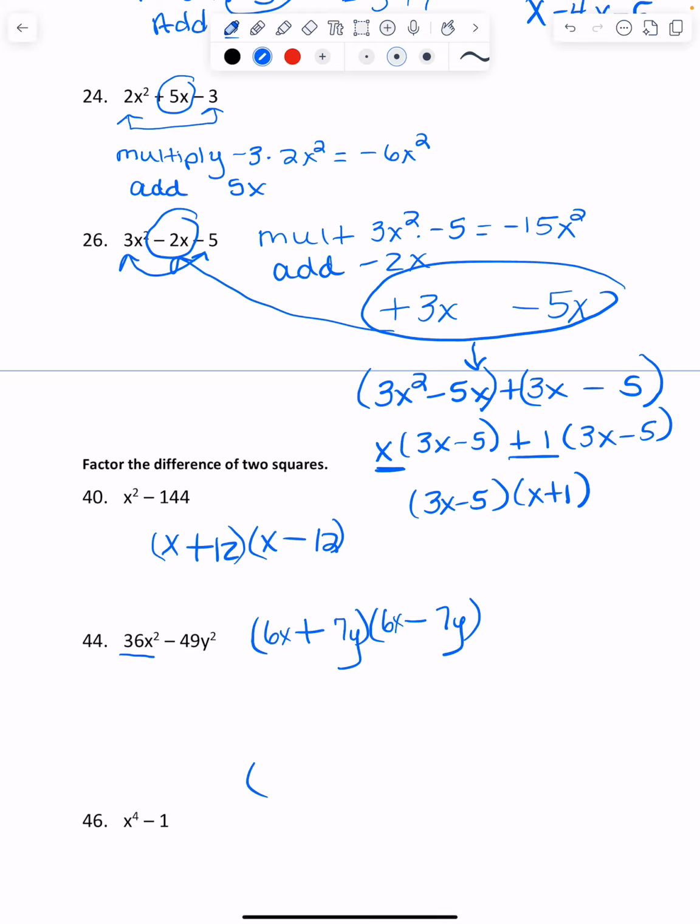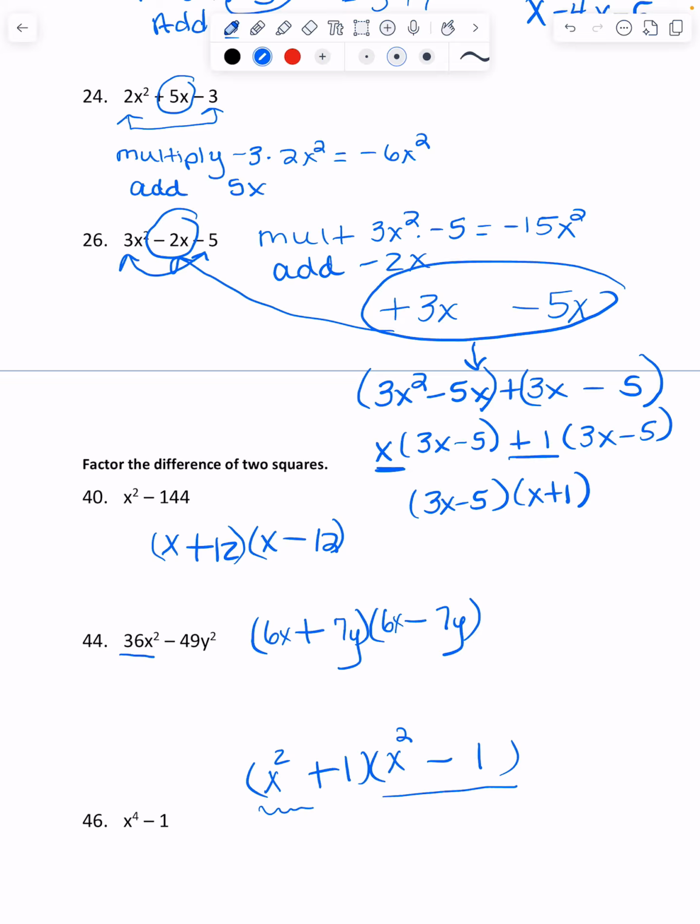Those are all perfect squares, so 2 sets of parentheses. Plus minus. What do I square to get x to the 4th? That would be x squared times x squared. What do I square to get 1? 1 and 1. Now, here's the situation we're going to run into when we start putting all of this together. I broke this down into a difference of perfect squares, but one of the remaining factors also happens to be a difference of perfect squares. Both x squared and 1 are perfect squares, so I'm actually going to be able to break that down further.